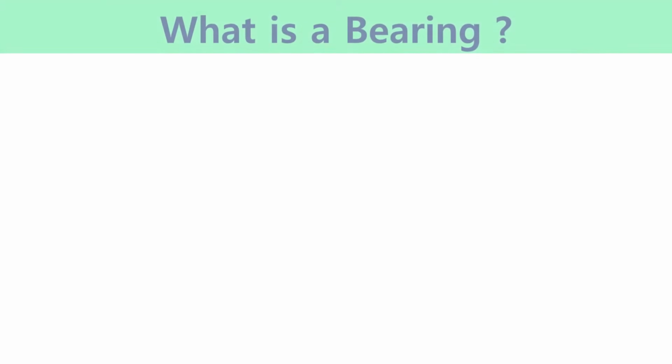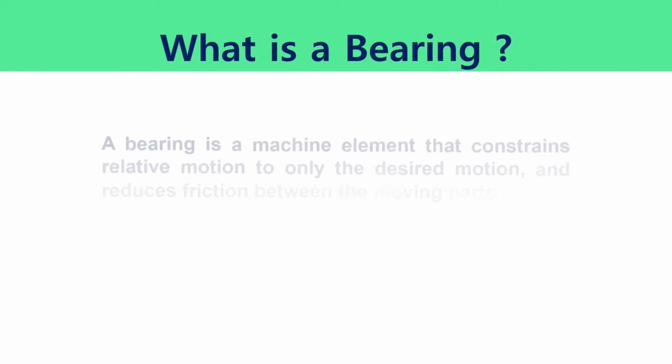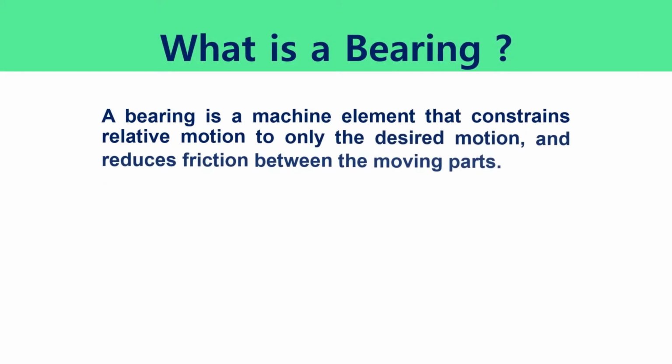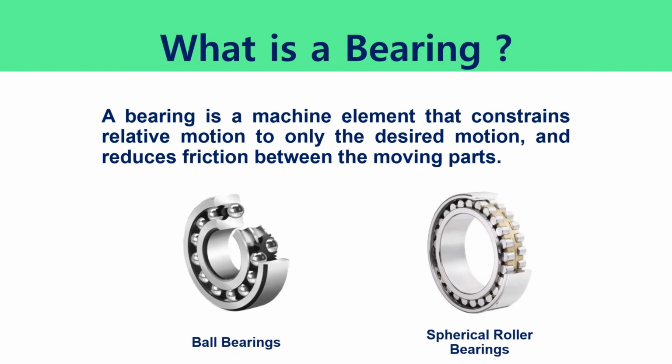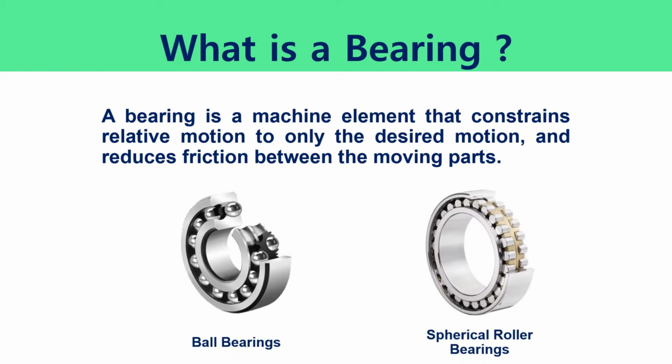So let us first define, what is a bearing? A bearing is a machine element that constrains relative motion to only the desired motion and reduces friction between the moving parts. Like these examples given below, ball bearing and spherical roller bearing are two types of roller bearings.